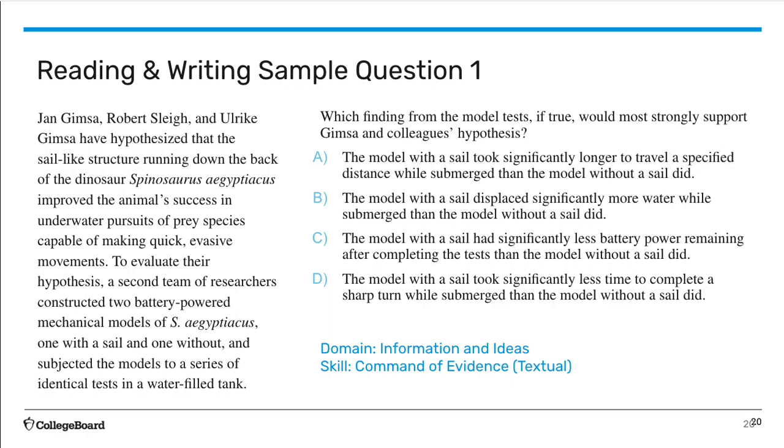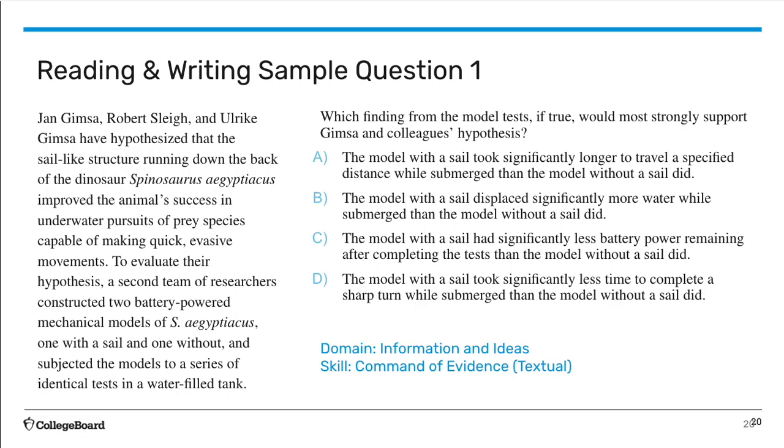The passage states that Jimsa and colleagues' hypothesis was that the sail-like structure on the back of the S. aegypticus enhanced the dinosaur's ability to travel underwater to hunt down prey species capable of making quick and evasive movements. This choice's finding would effectively support the hypothesis because it would indicate that the sail-like structure would enable a dinosaur moving underwater to maneuver more quickly than a dinosaur moving underwater without the structure.